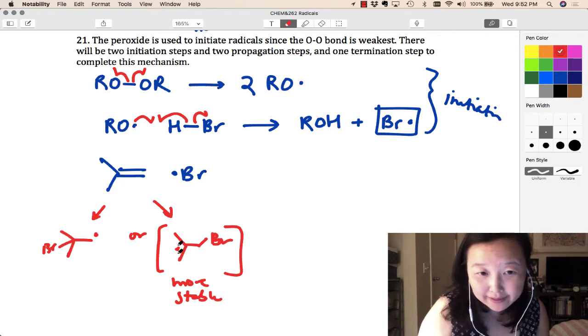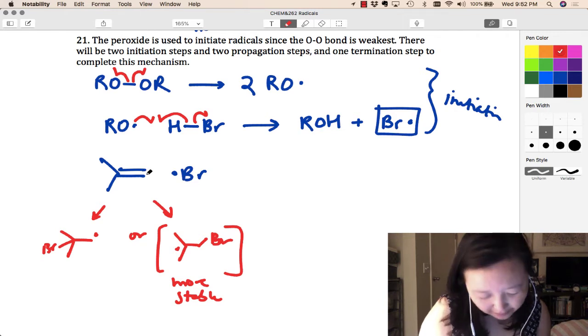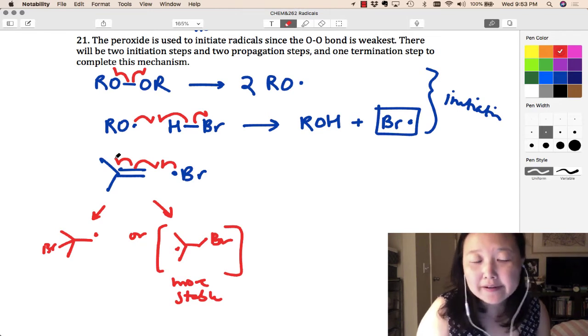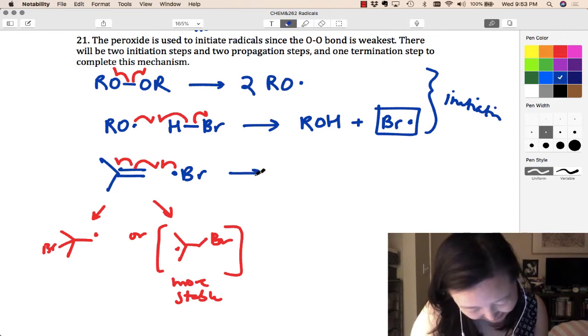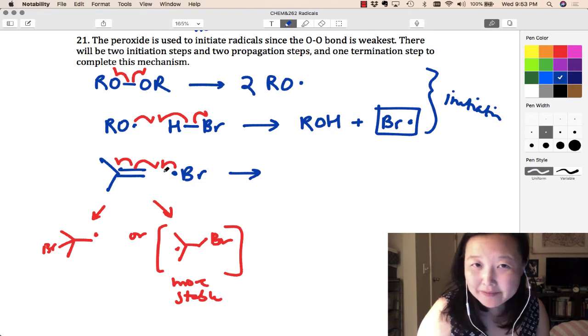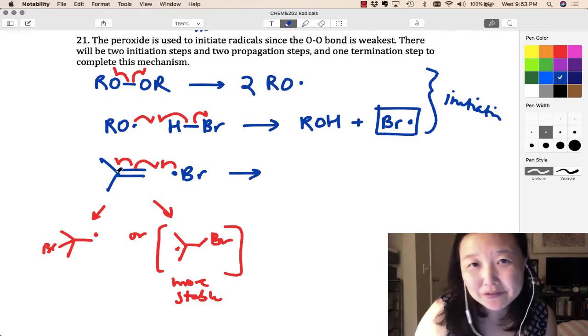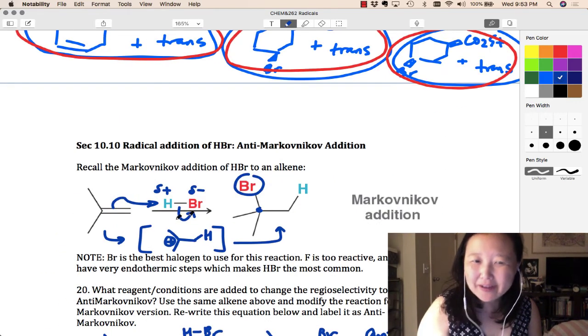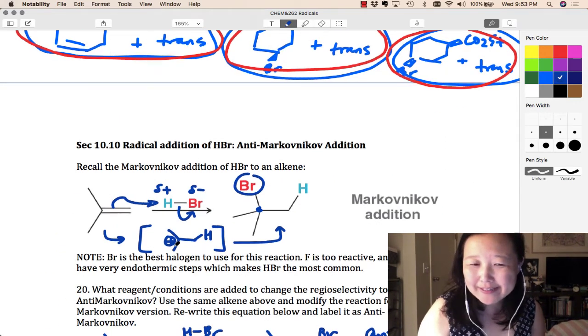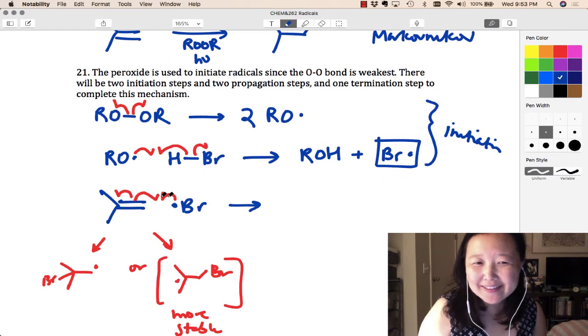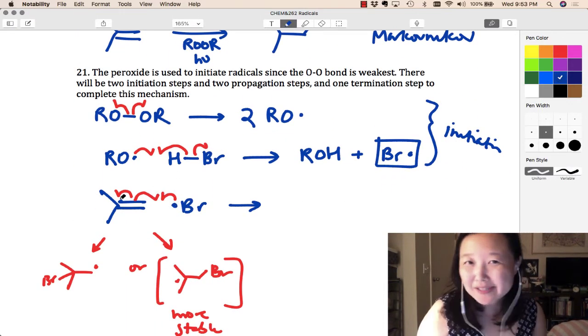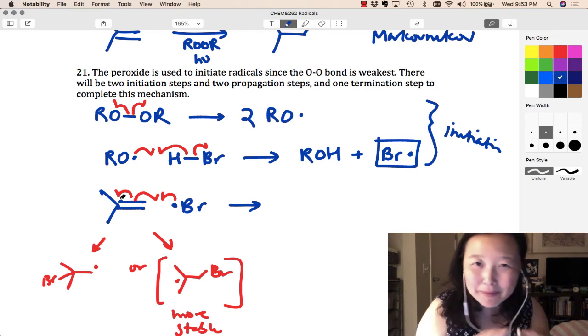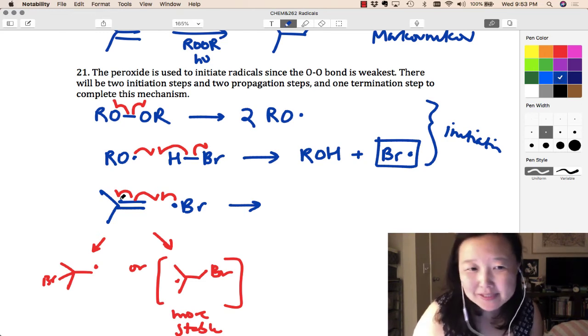And when this radical forms, then I know that I need the Br to attach here on the less substituted carbon. So this is actually the way that I want to draw the arrows. So what's interesting is that it's actually anti-Markovnikov addition that results in the more stable radical. So it's still the same idea as why this is Markovnikov: the more stable carbocation. And here, this is anti-Markovnikov to make the more stable radical. Sort of like the same underlying concept, but just a different outcome.